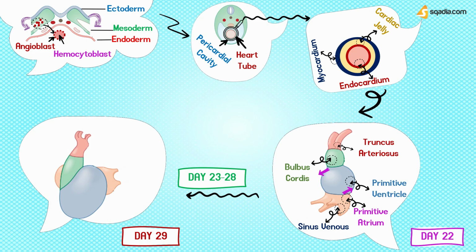Now, this is the heart tube at day 29. You can see the junction between the bulbus cordis and ventricle by the presence of the bulboventricular sulcus. This is truncus arteriosus. This is bulbus cordis. This is ventricle. This is left atrium.